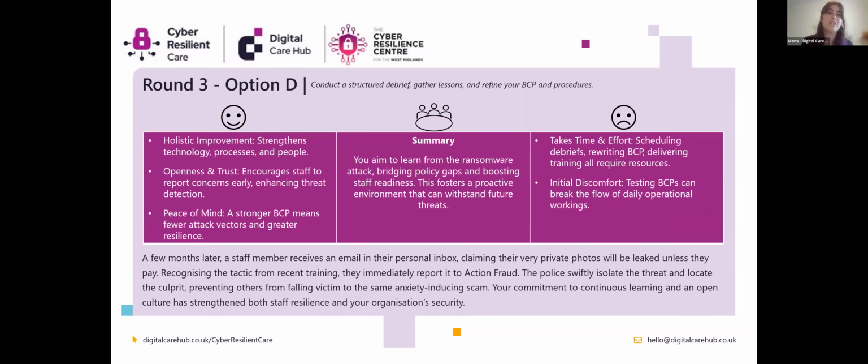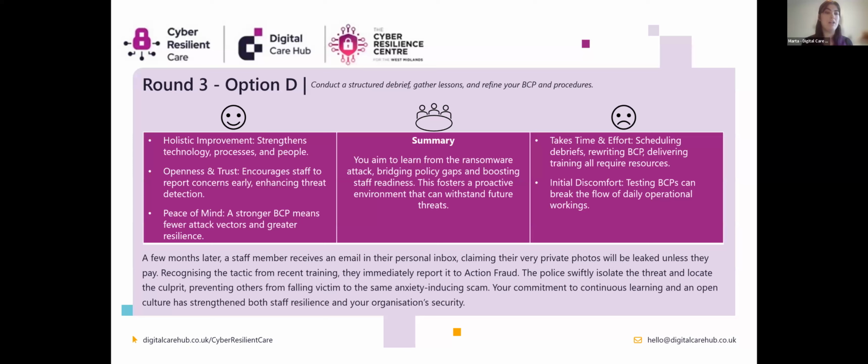Option D, conduct a structured debrief, gather lessons, and refine your business continuity plan and procedures. So this is a holistic improvement. So it could strengthen your technology from your lessons learned. If you decide that you need new tech and improve that, it could improve your processes. So if you didn't have a business continuity plan and you implement one, this is the document that you'll refer back to if something like this happens again. And it also strengthens people. So it improves people's lives in that environment. So they will be more reassured of what to do if this happens again.